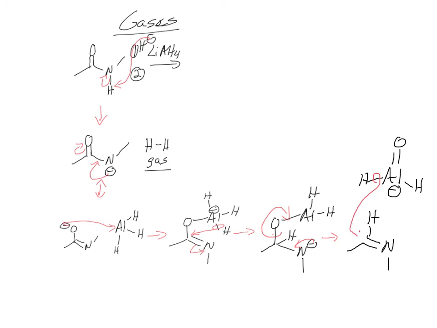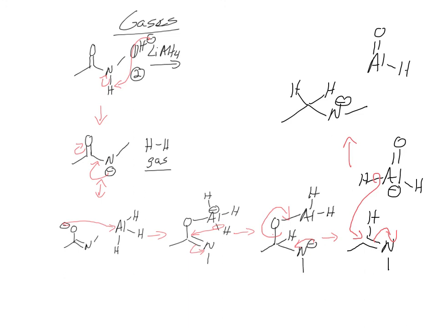Another H comes, attacks. What do we have now? Now we have the nitrogen with the negative charge. We've added the second H. We have the aluminum, that's not charged anymore. This looks like a tetrahedral intermediate, right? This was sp2, now it's sp3. Tetrahedral intermediate.